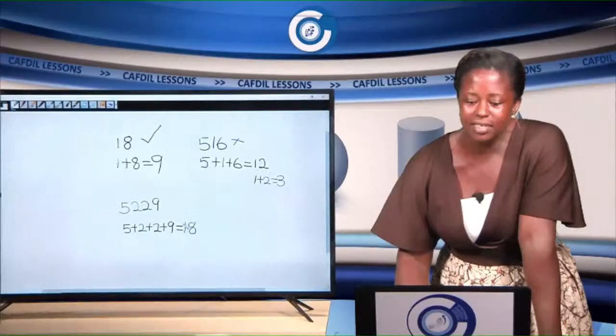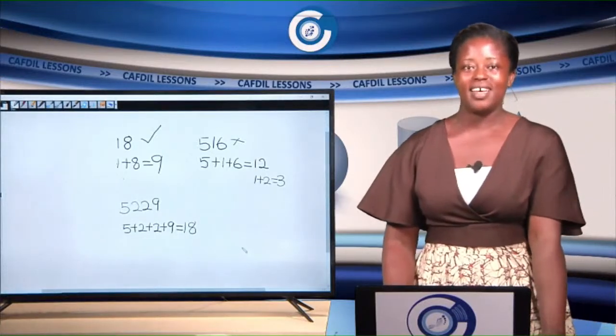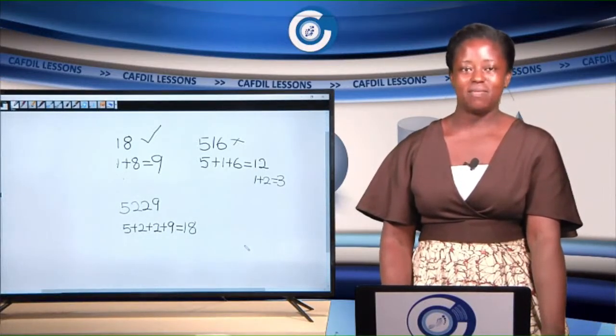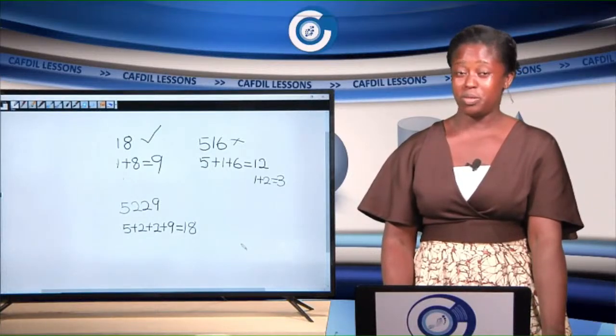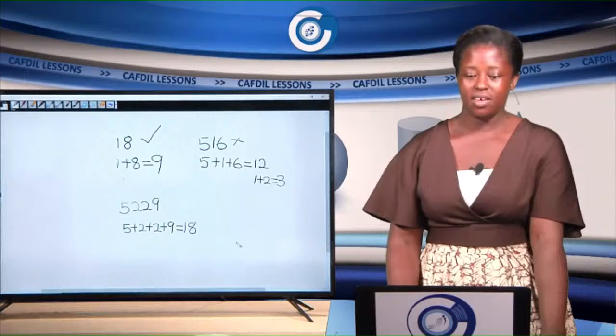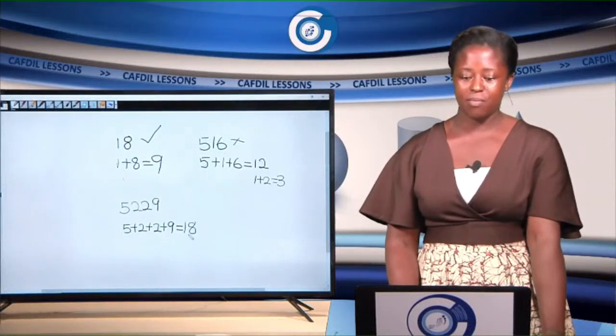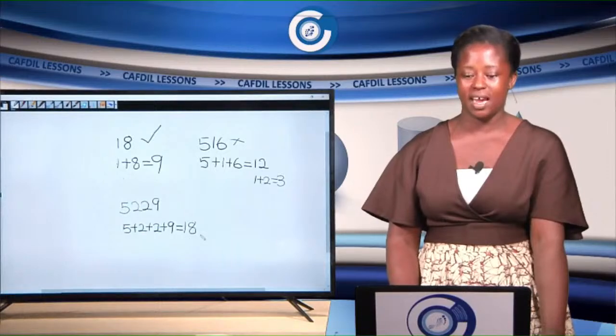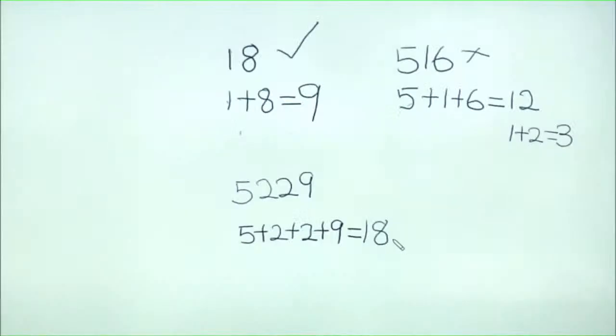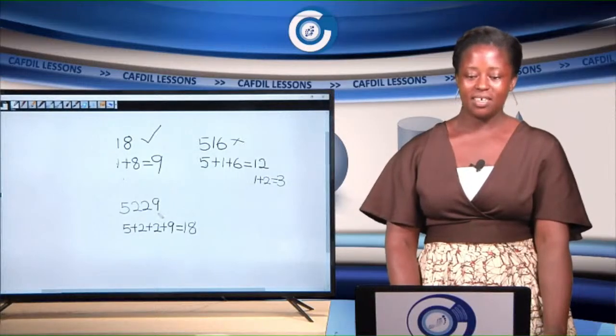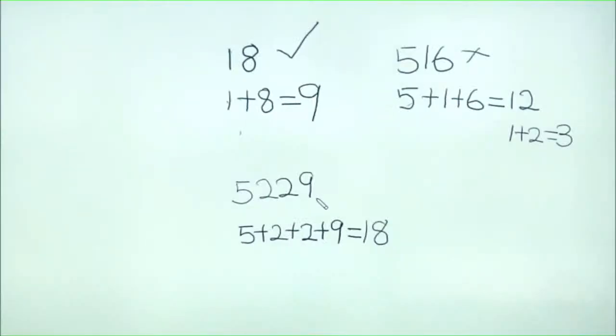So is 18 divisible by 9? Yes, learners, 18 is divisible by 9. Or do you want us to check again? Okay, let's add the sum, which is 18, and see if we will get 9. 1 plus 8 is 9. So, you see, 18 is divisible by 9. Therefore, 5,229 is divisible by 9. We can divide that number by 9 and there will be no remainder.